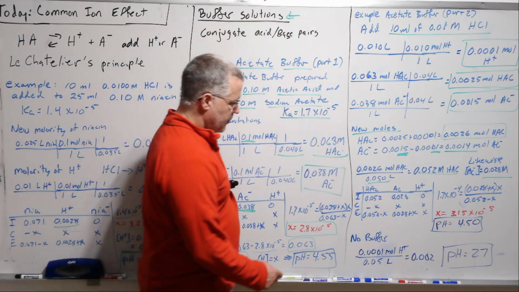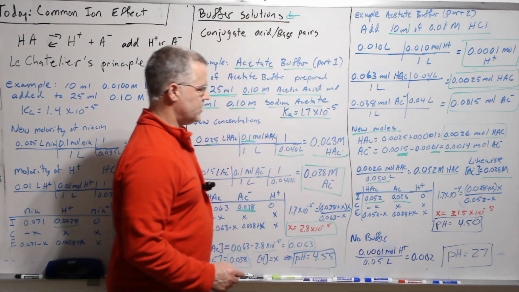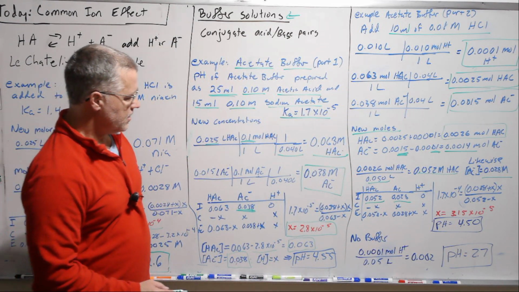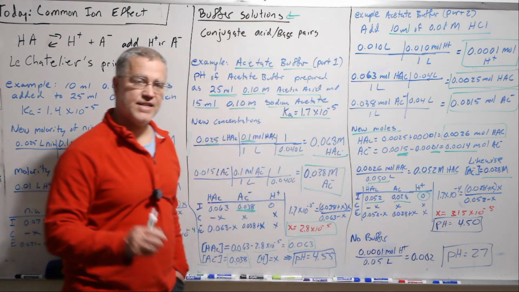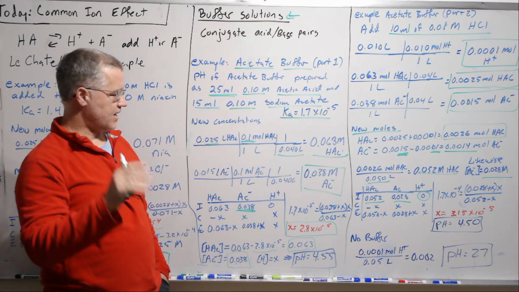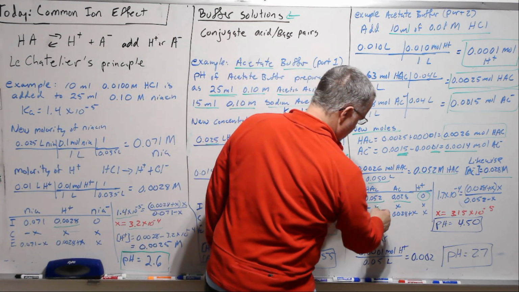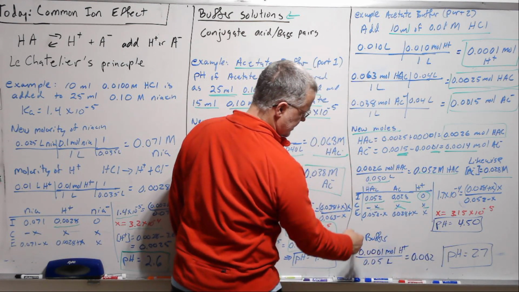All right, well, let's set up our ICE chart. There is our starting amounts of concentration. 0 in H+. Why is that? Because we've slammed it all the way the other way. Now it's going to come back this way. So we get our change of x, minus x, x, and x.